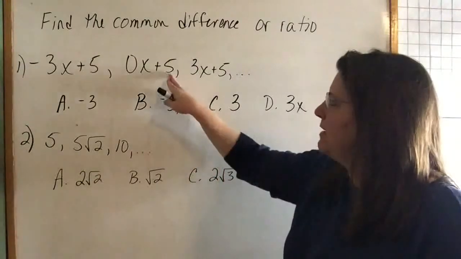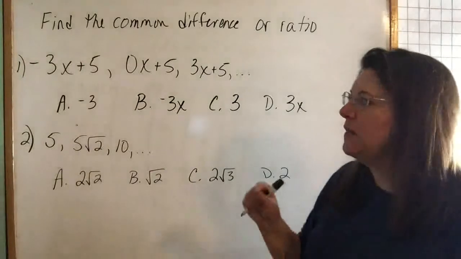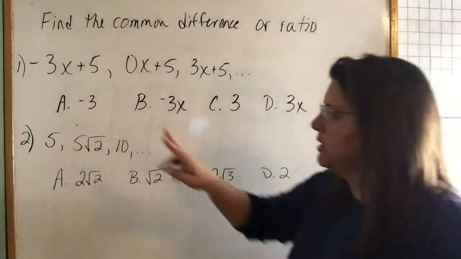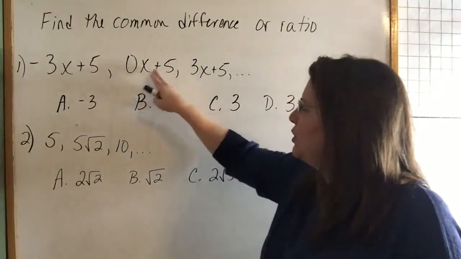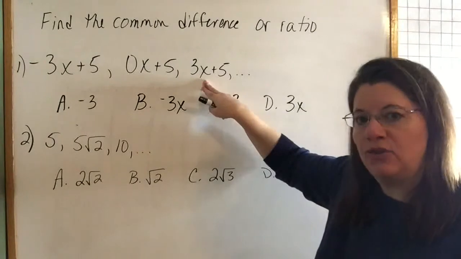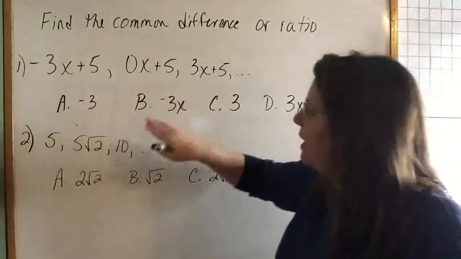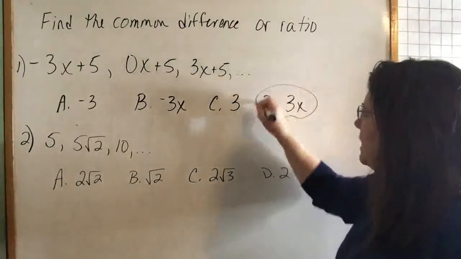I noticed that all of these have a plus 5, so the constant in each of those terms is not changing. The only thing that's changing is the x part. And how do I go from -3x to 0x to 3x? Looks to me like I'm adding a 3x each time. So if I'm adding a 3x each time, I believe my answer here would be D.